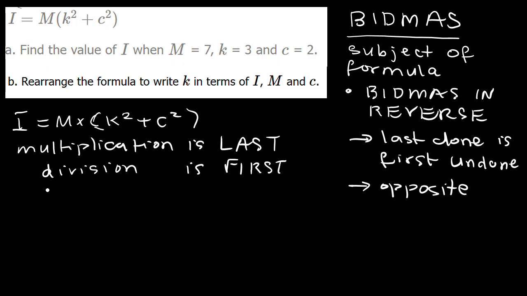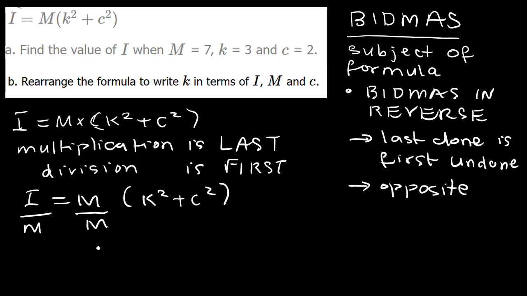So since you're multiplying with m, it means you're going to divide both sides by m. So let's write it down. Let's not worry about the multiplication sign. So just divide both sides by m. So that means we're going to have I over m equals k squared plus c squared. Then we just keep repeating.